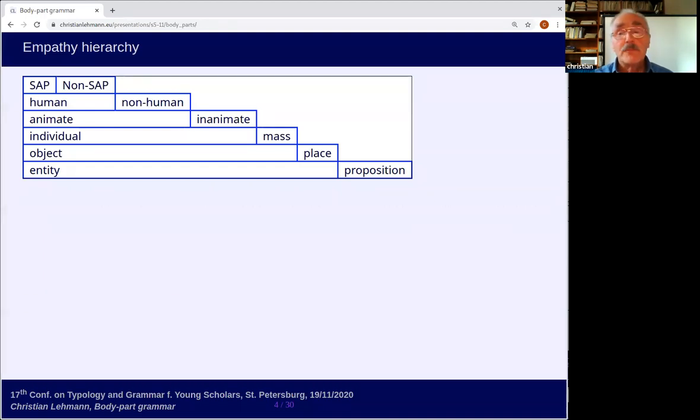We come to a chapter on alienability. The most important feature characterizing and categorizing different possessors is their position on the empathy hierarchy, also known as the animacy hierarchy. It is reproduced here in the diagram. Our W, the whole, is generally higher up on the empathy hierarchy than the part.